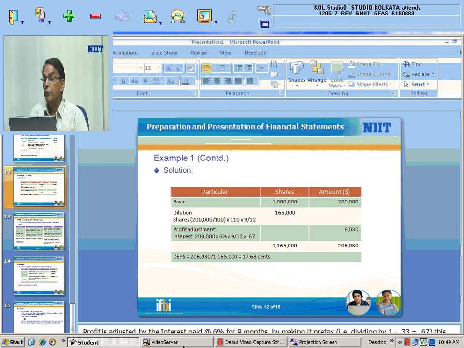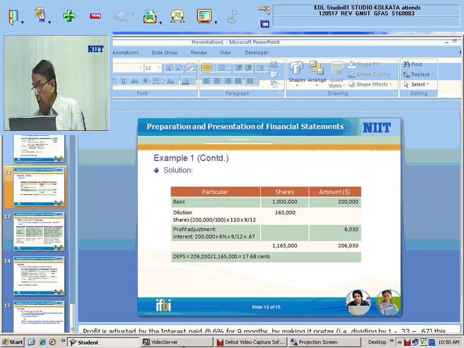So this is the way we arrive at the DEPS from the BEPS, from the basic earning per share. If we want to go to the calculation of the diluted earning per share, we have to make adjustments to the earning, for the income and expenses related to the potential ordinary shares. Similarly, you have to make adjustments to the number of ordinary shares, with the assumption that potential ordinary shares have been converted into ordinary shares. That is how diluted EPS is calculated.